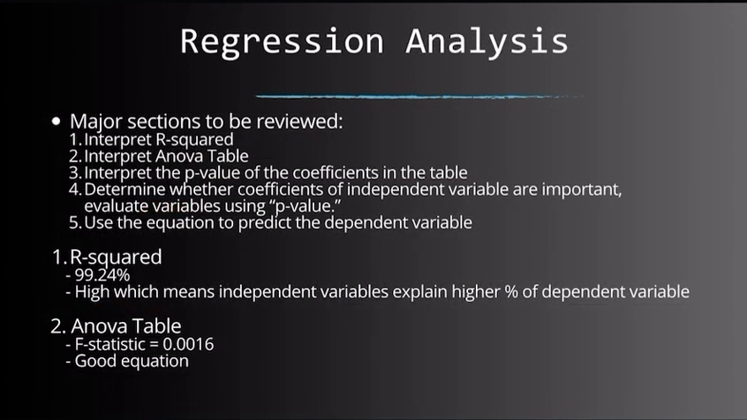Hey, it's Macy, and I'm going to be describing how we interpreted R squared and the ANOVA table in our regression analysis for the Game of Thrones. As you should know, R squared explains how much of the dependent variable is explained by the independent variables. Our independent variables were episodes and books, and our dependent variable was total ratings. The R squared we calculated was 99.24%.